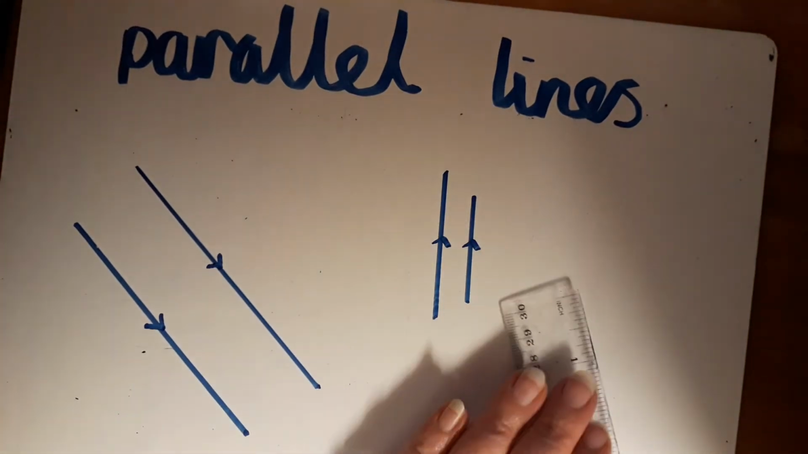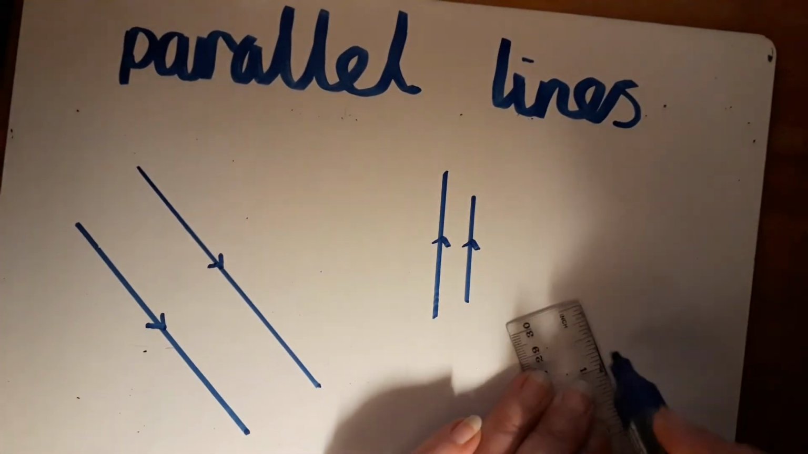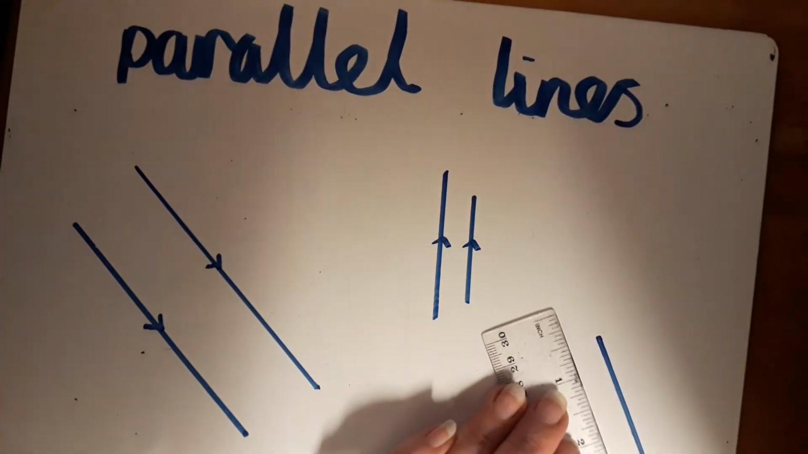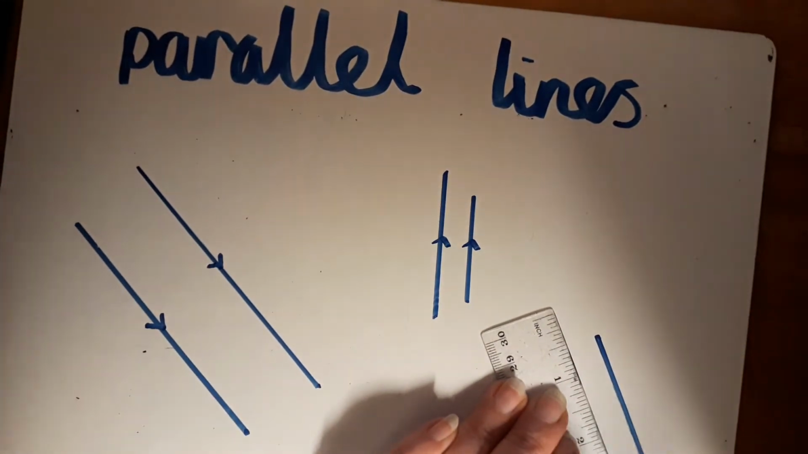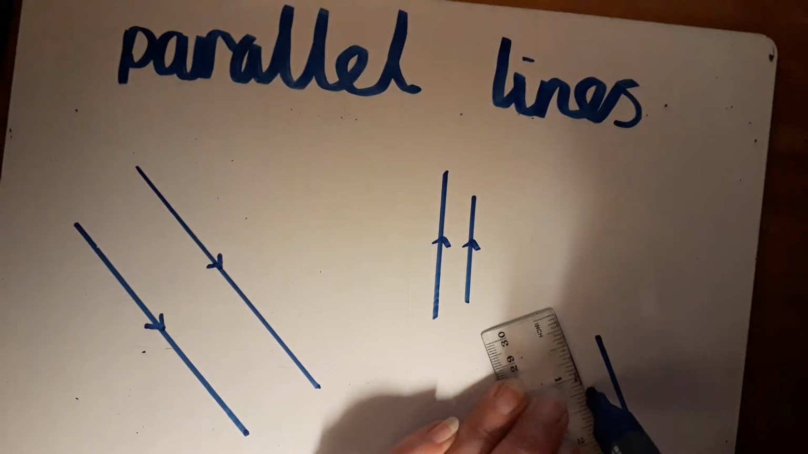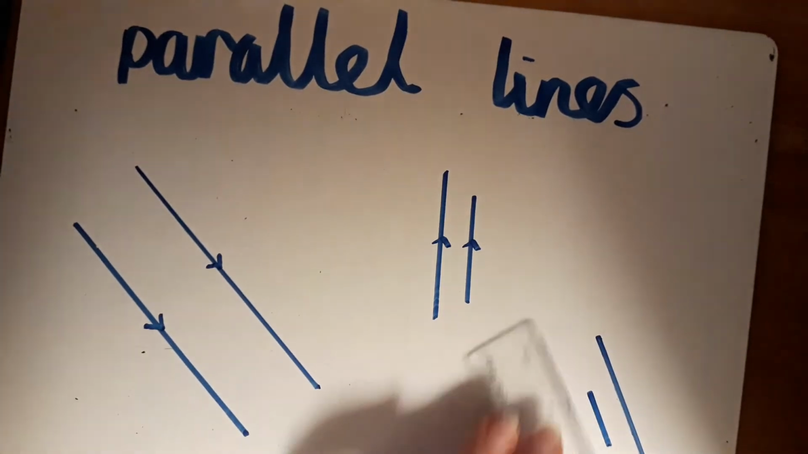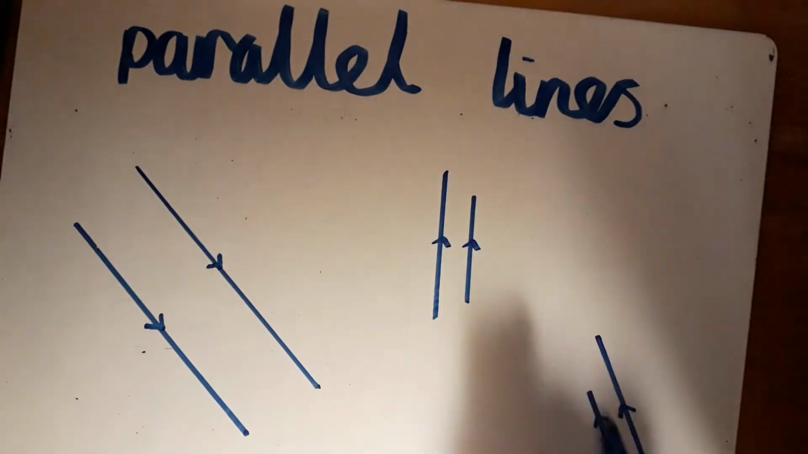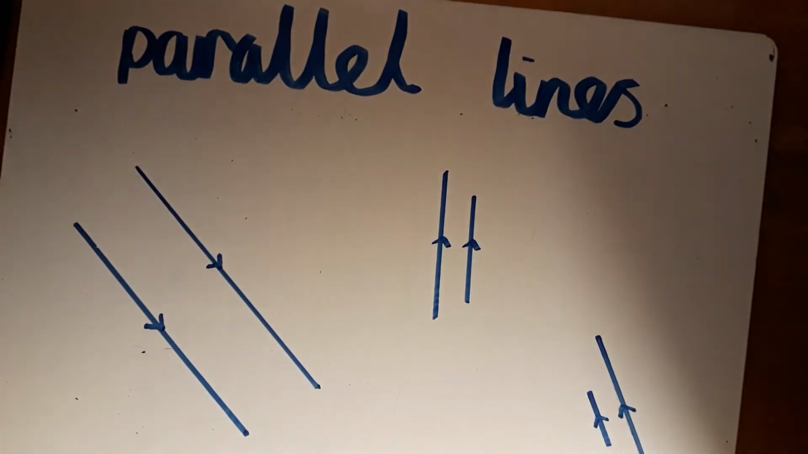Okay, so they can look quite different in terms of their length, but as long as they stay equal distance apart, then the lines are actually parallel. If they continued up the page, they would never come closer together. They would always stay that distance apart.